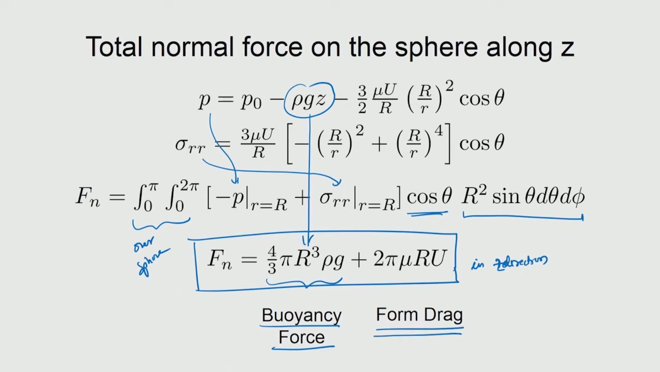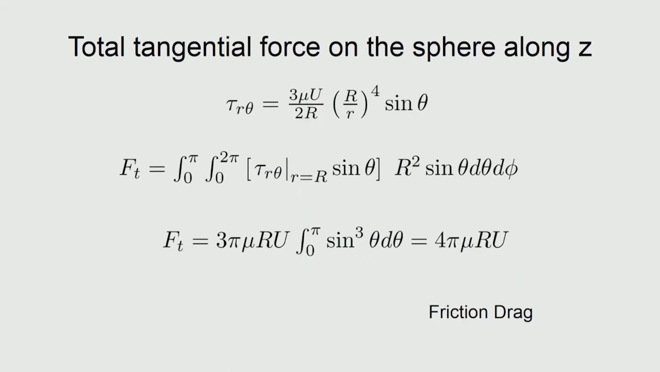form drag. Okay, and you can do a similar kind of integration for the tangential stresses to give you the normal force or vertical direction force. So tau r theta is available, so tau r theta is substituted, and then this is the area element, and then when you integrate it over the sphere, then you get the Ft as 4 pi mu r into u. So this is actually called a friction drag.